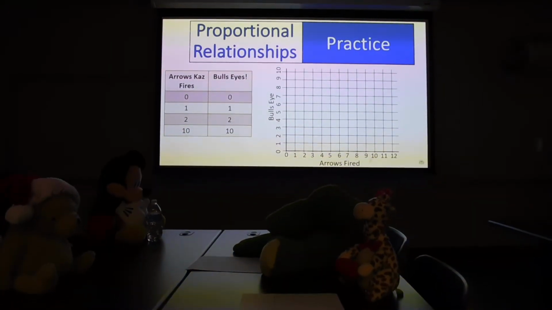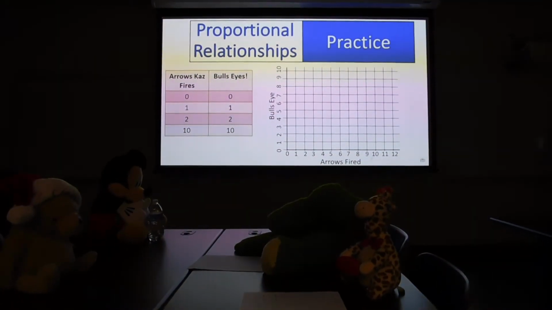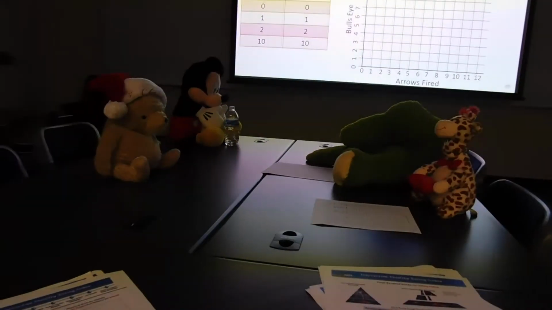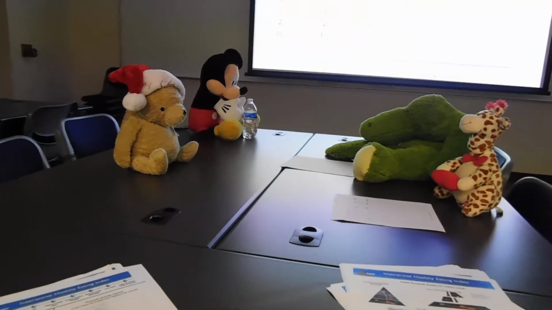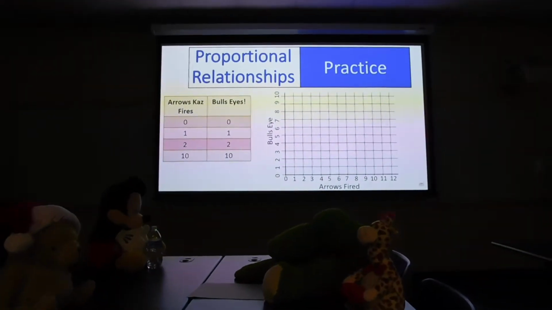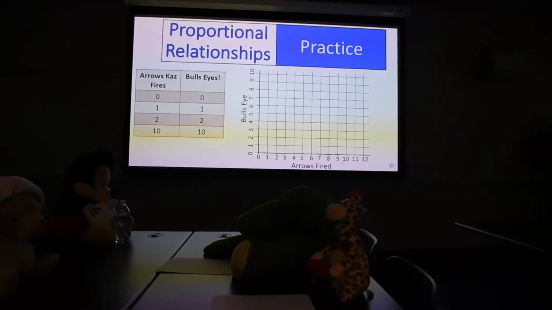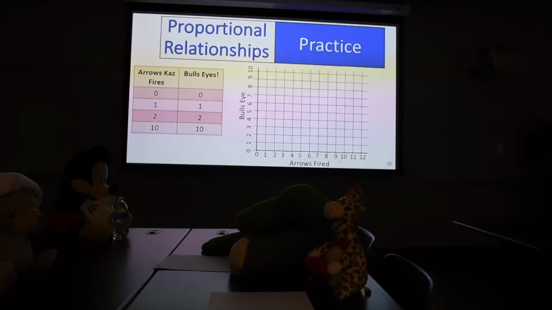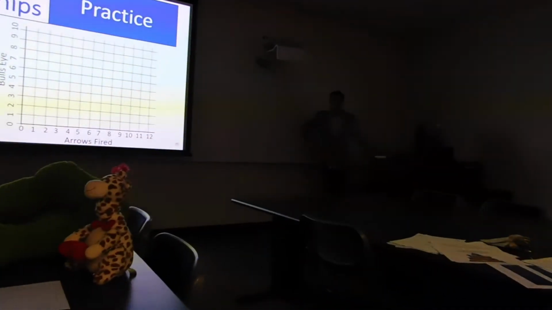Okay, now this is one that I would like you class to perform. I've given you worksheets, so go ahead and start at the top of the worksheet. This is an example where Kaz fires arrows at a bullseye. And for 0 arrows, he obviously does not hit the bullseye. For 1, he hits it 1 time. Go ahead and plot these and draw the line, and let's discuss whether or not this is proportional.